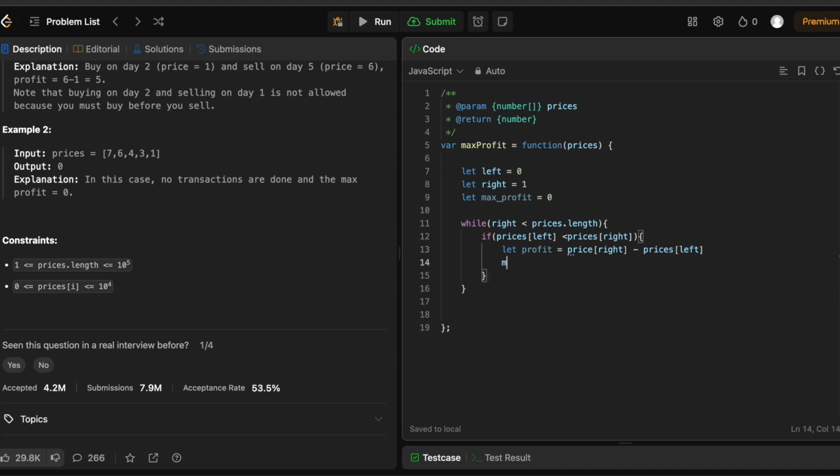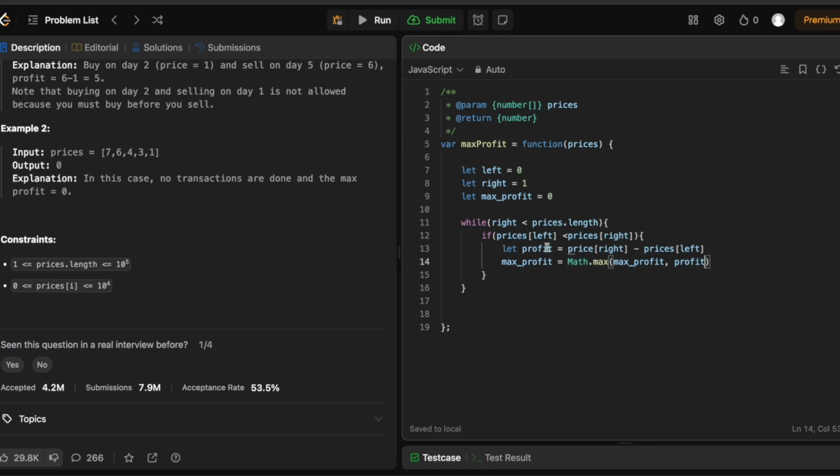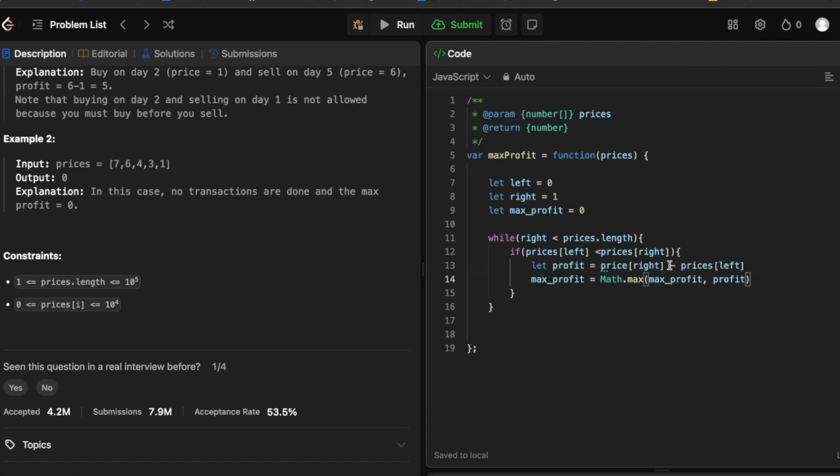Now we'll update our max profit variable to math.max, which is a built-in JavaScript function, of max profit and the profit we just calculated. Now right here, we're assuming that the stock value has gone up. That's why we're saying if prices of left is less than prices of right. Now what we're doing here is we're calculating the profit by subtracting the price we bought it at from the current day price, because we know that it's larger. We know we've had an increase in price. So we calculated that as our profit.